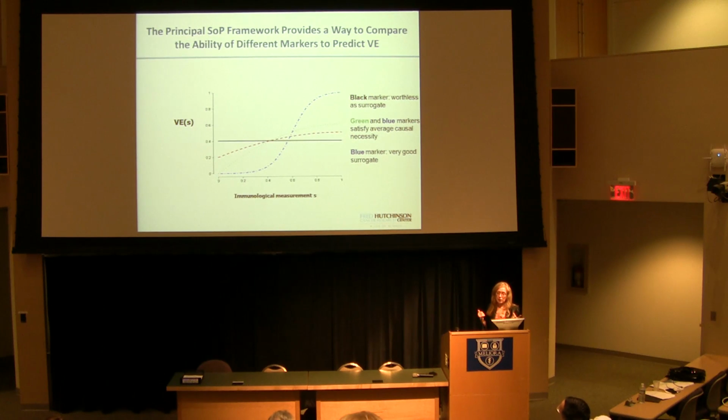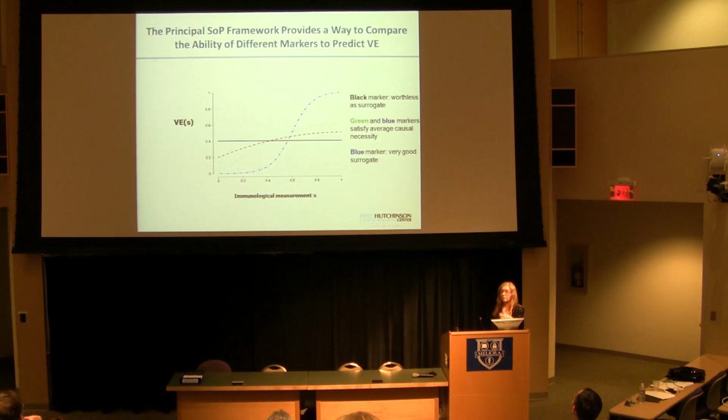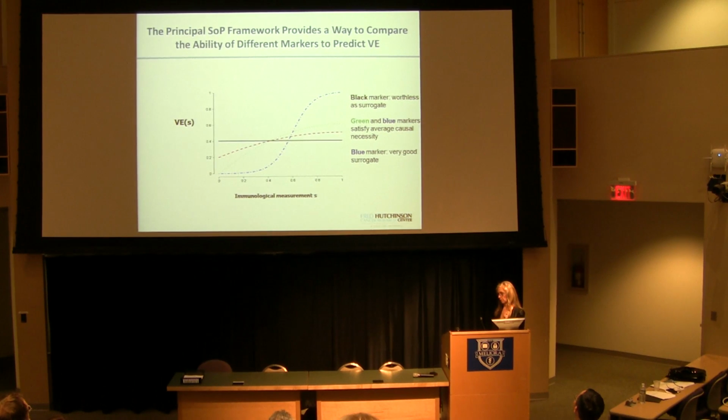Now, the blue and the green markers satisfy what we call this average causal necessity. That is, if the measurement of the S is 0, the vaccine efficacy is 0. And as it goes up, they both go up, but as we notice, blue goes up a lot better than the green does. And so there's a lot of variability here in this one. Now, the red one doesn't satisfy this idea. The red one doesn't go down to 0. So it doesn't satisfy this condition that the vaccine efficacy has to be 0 if the marker is 0. And so that red one wouldn't satisfy that.